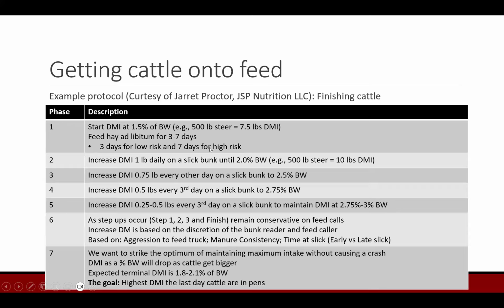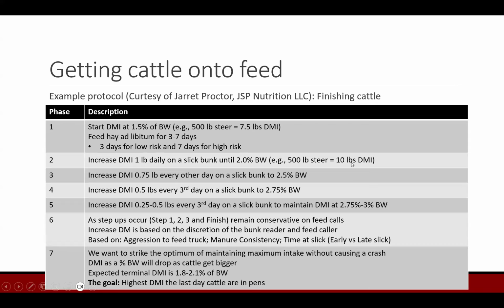Okay. So this is going to look the same. Phase one is when they first arrive to the feed yard. Okay. We're going to start them out at 1.5% of body weight. So for a 500-pound steer, that's going to be 7.5 pounds of dry matter intake. Again, we'll feed hay ad libitum for 3 to 7 days, 3 for low risk, 7 for high risk.